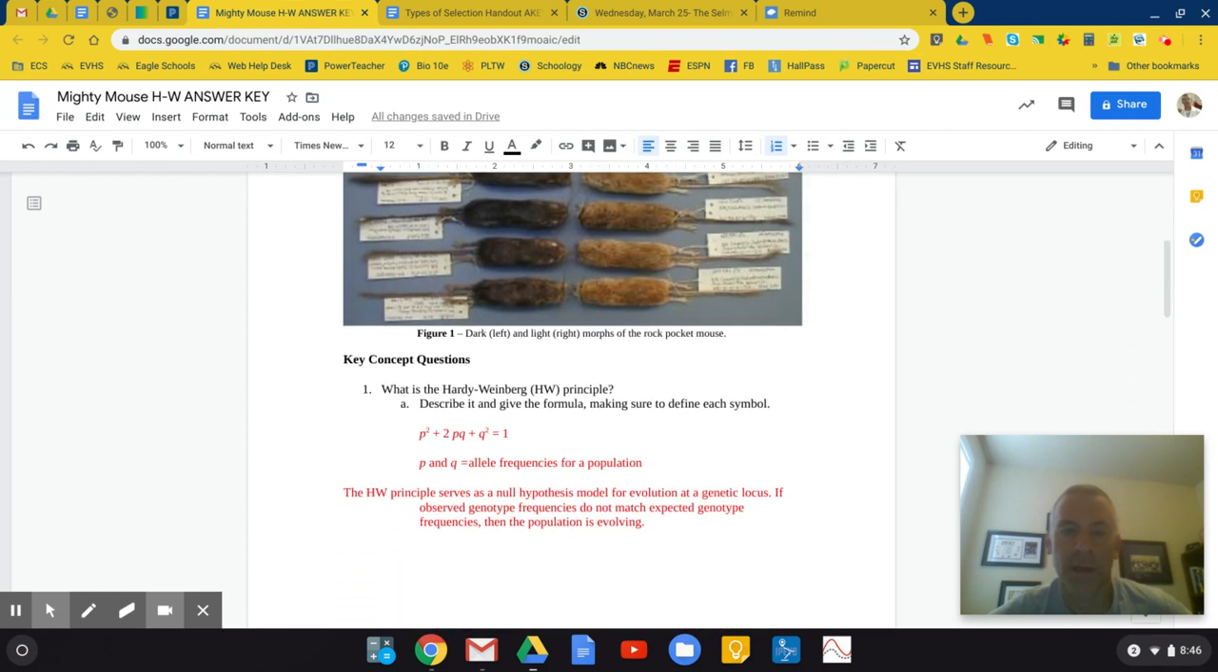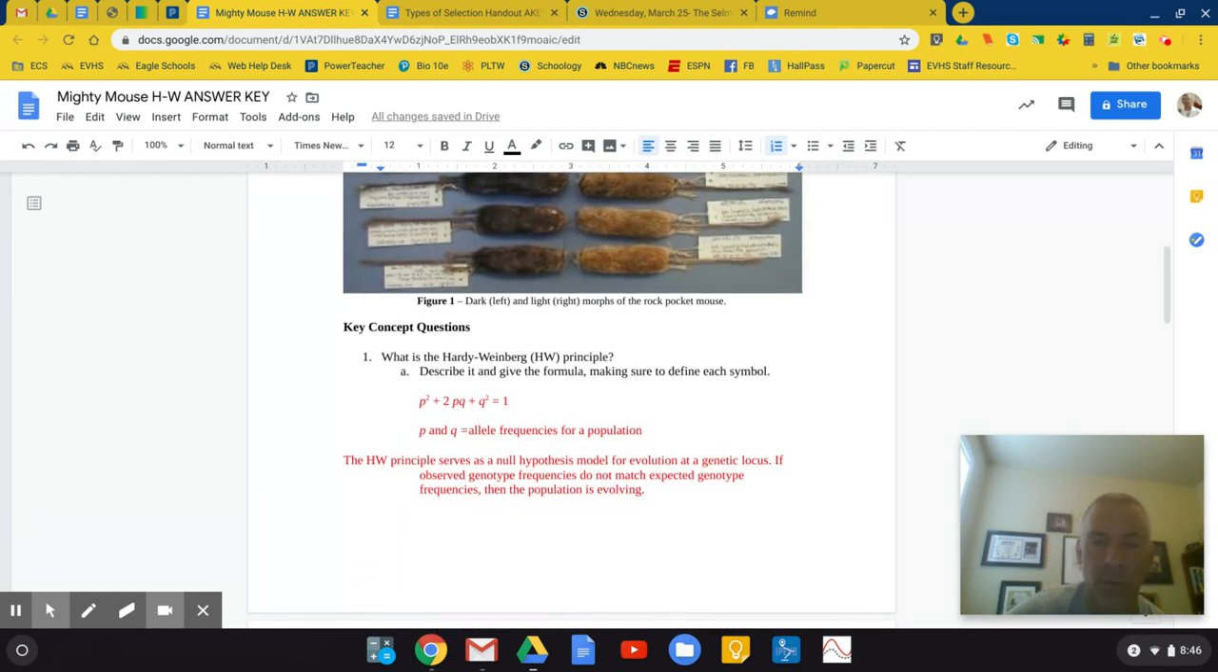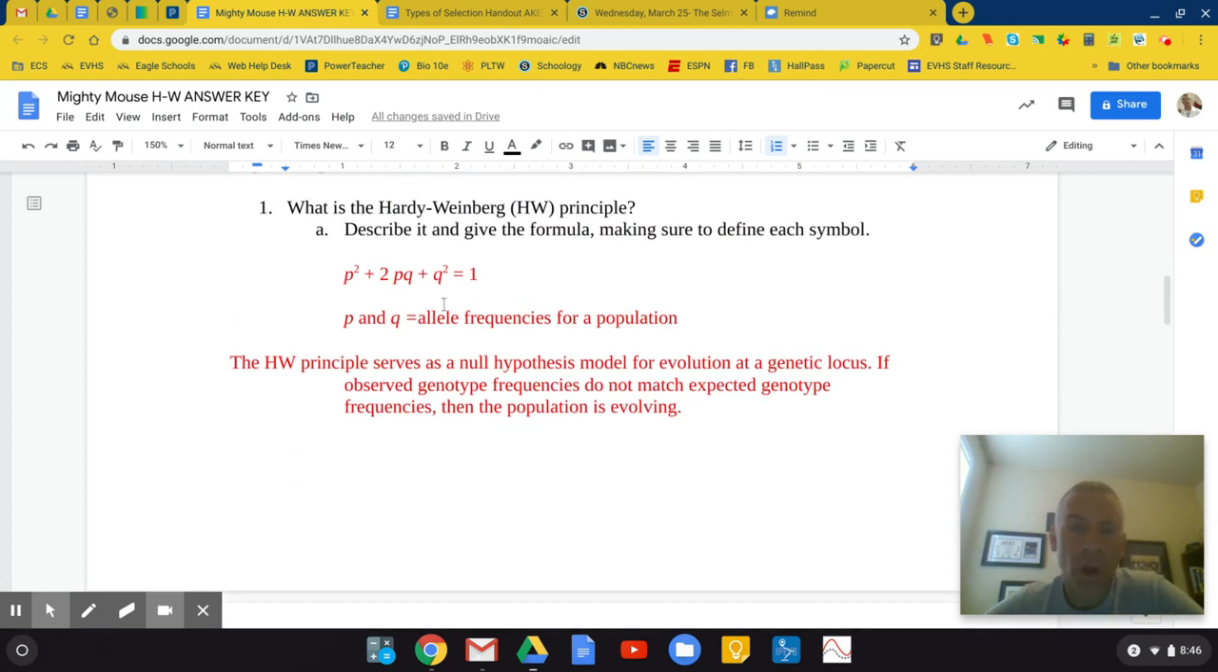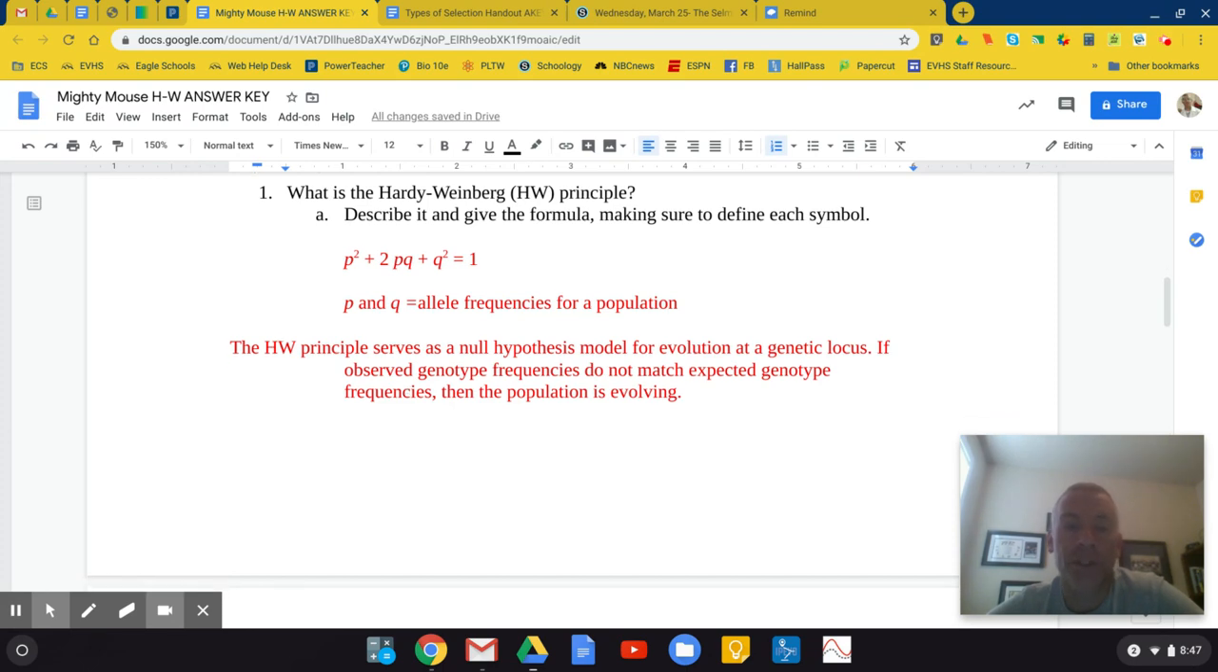So that's all the information that we're given. As we walk through the Hardy-Weinberg principle, what I have stated in the answers, and let me zoom in on this a little for you guys, are those two formulas that we've been working with. And a reminder that the Hardy-Weinberg principle serves as our null hypothesis. If observed genotype frequencies don't match the expected genotype frequencies, then that population is evolving, it's changing. Remember, we're not heading towards some perfection of species. It's just change in a population that very often is occurring due to environmental pressures.